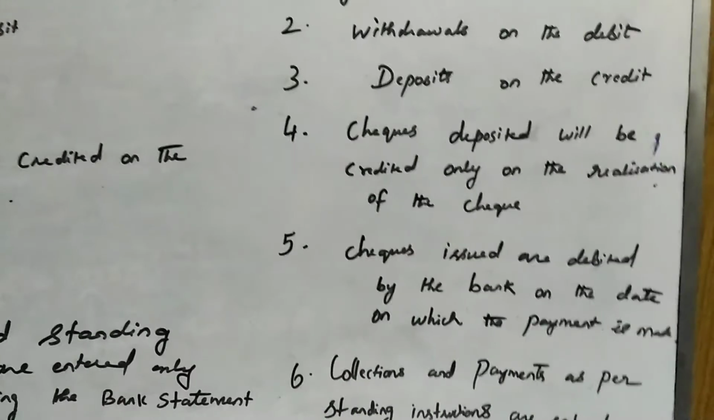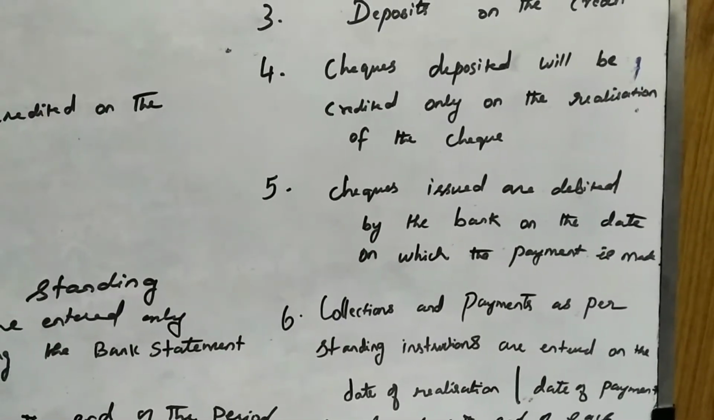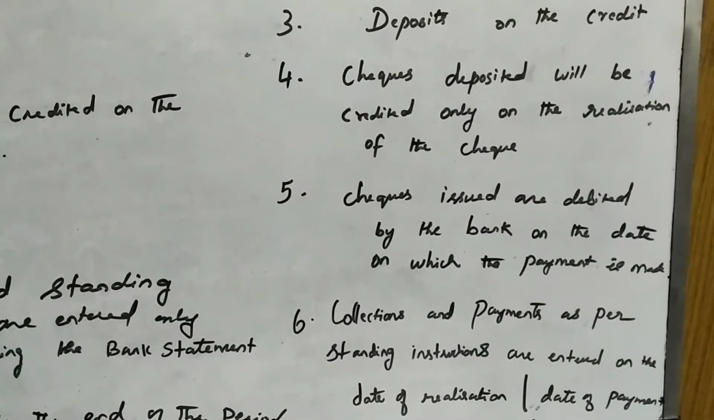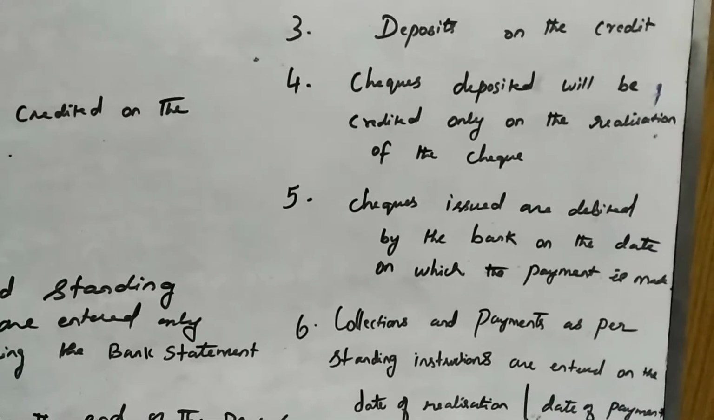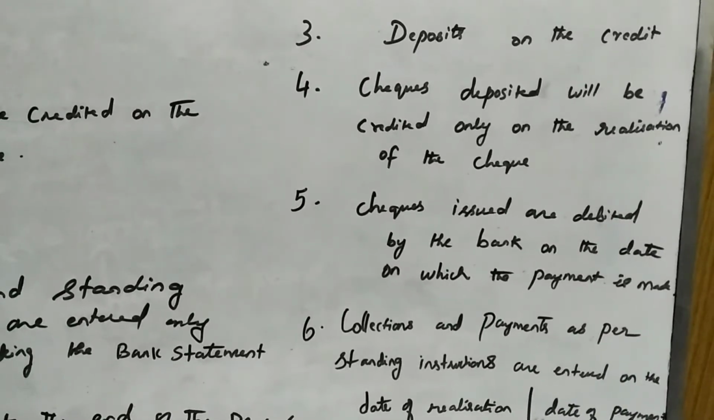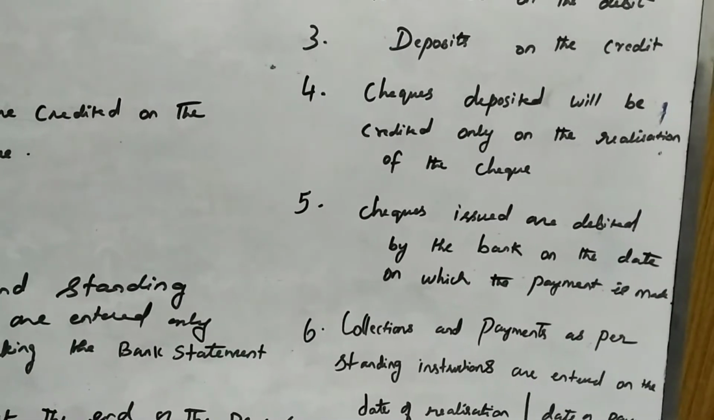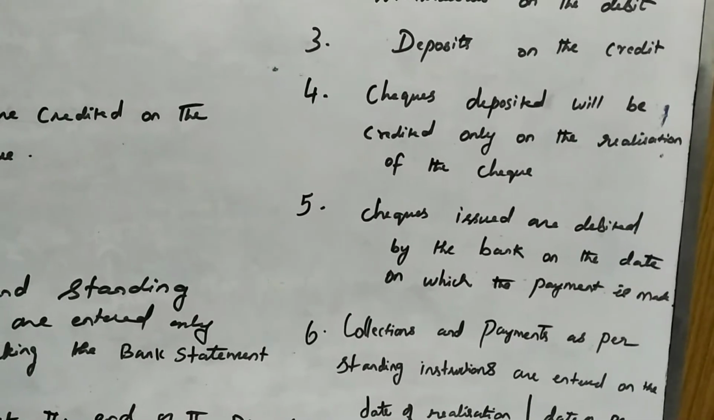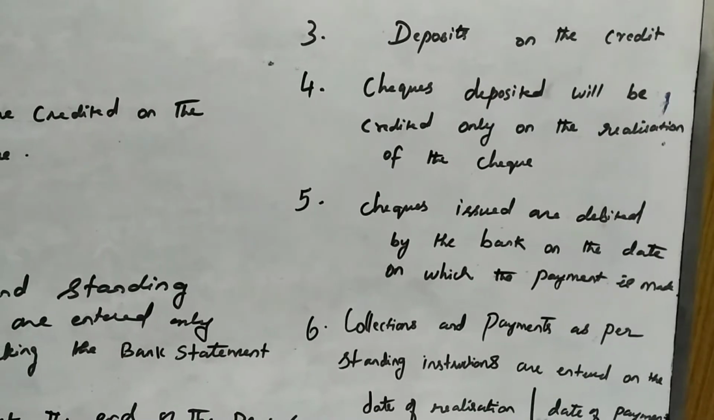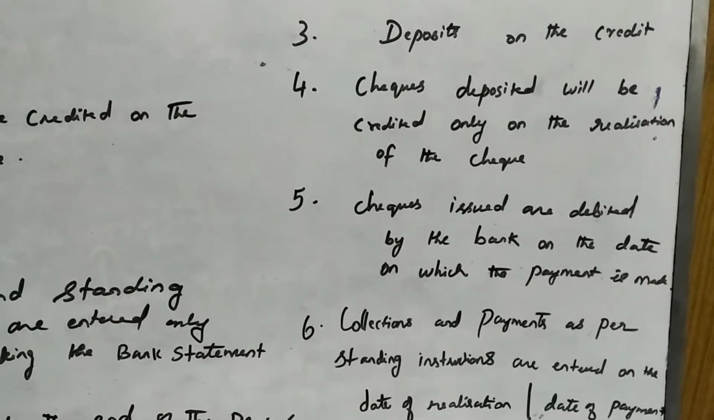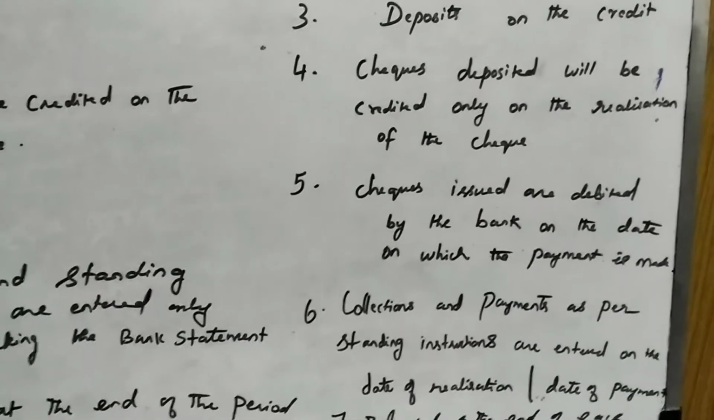Whereas in case of your passbook, any collection and payment as per the standing instructions are entered on the date of realization. In case of collection, your banker has received a check on your behalf from your customer. The check has to be realized. The date of realization in case of collection, in case of payment, the date of payment, that will be entered in your bank statement.